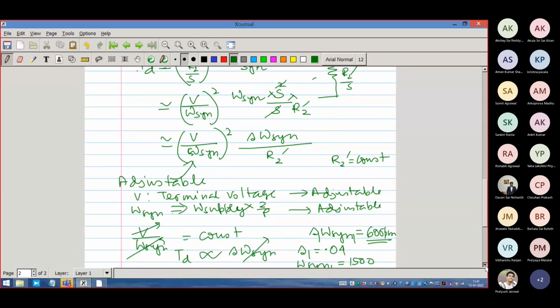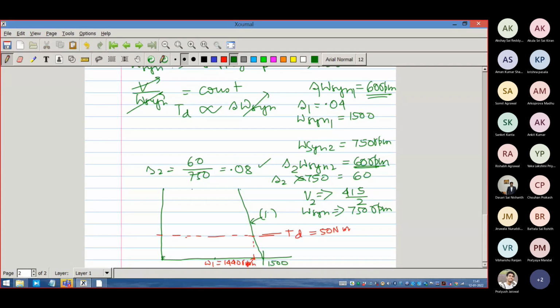So here this is the new characteristics, and the new speed will be this. The torque characteristics is linear with respect to the slip speed. The same amount of slip speed will produce the same amount of torque. So this difference is again the same, 60 RPM, which in turn gives a new slip of 8%. The original slip was 4%, the new slip will be 8%.